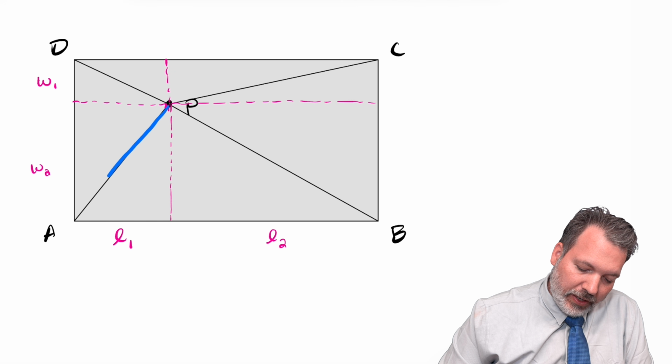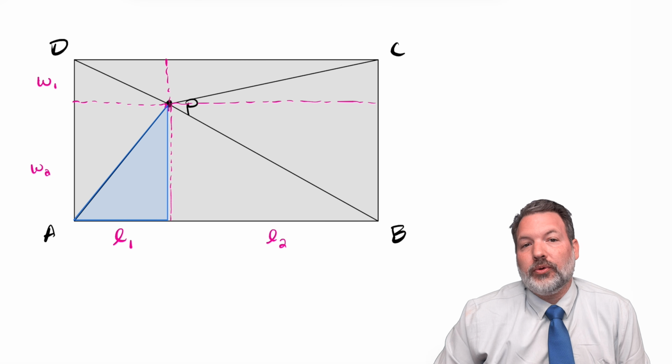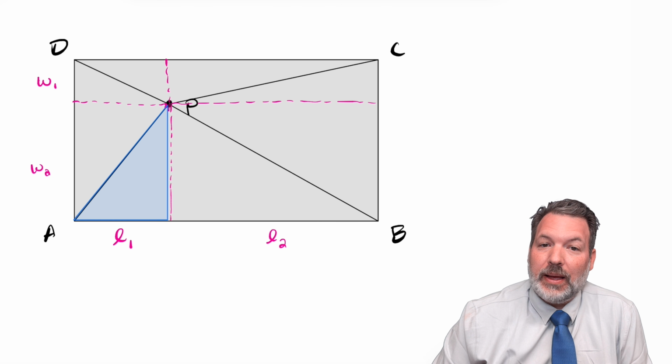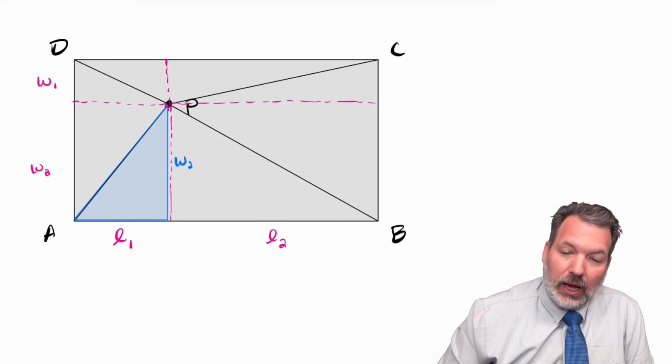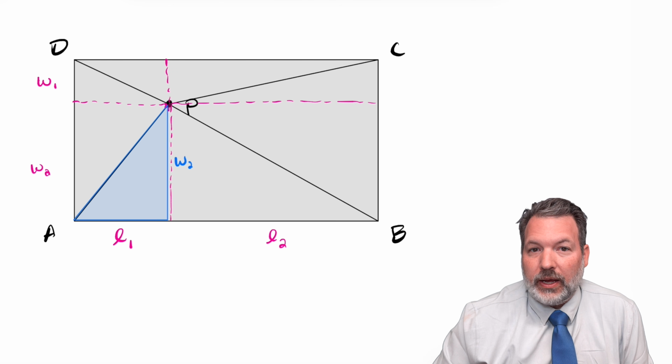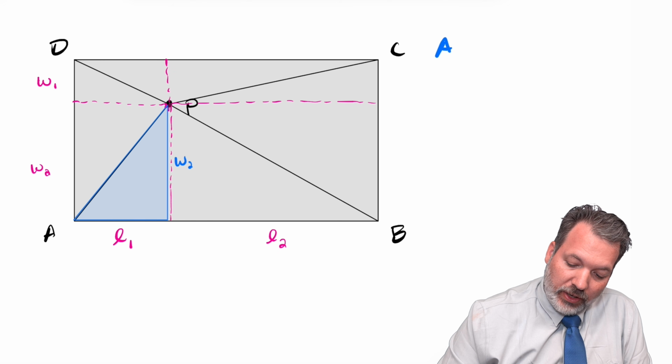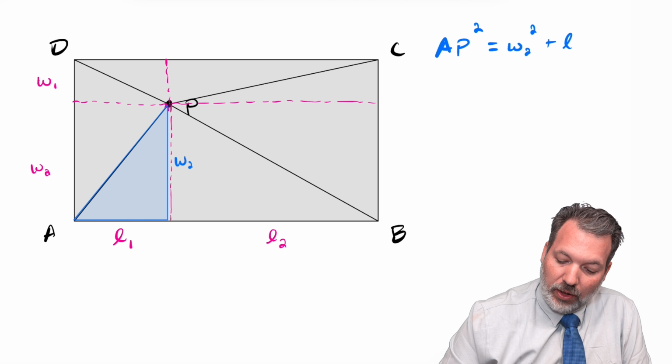Let's go back to those right triangles and think about them in turn. So for example, right now, the right triangle with AP as a hypotenuse. This length here is also W2. Everything in here is right angles. Everything in here is rectangles. So we can say by Pythagorean theorem that AP squared is equal to W2 squared plus L1 squared.